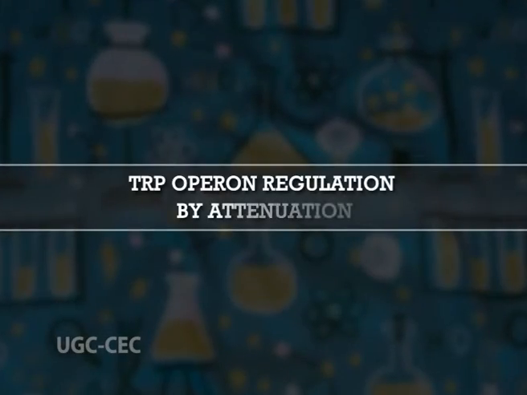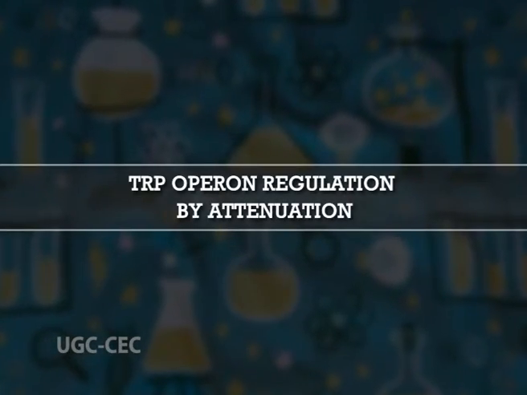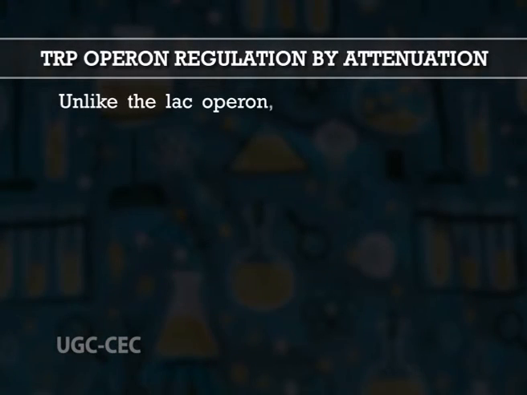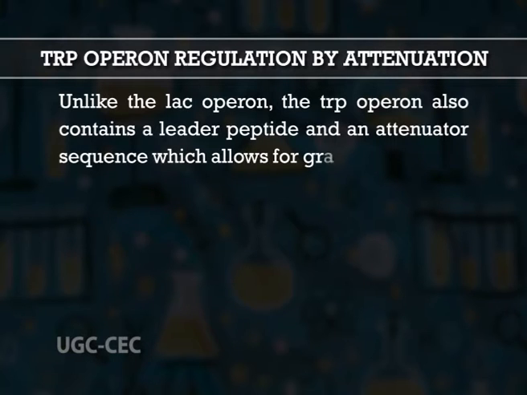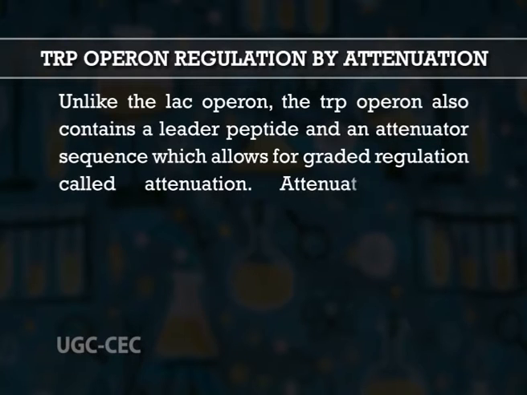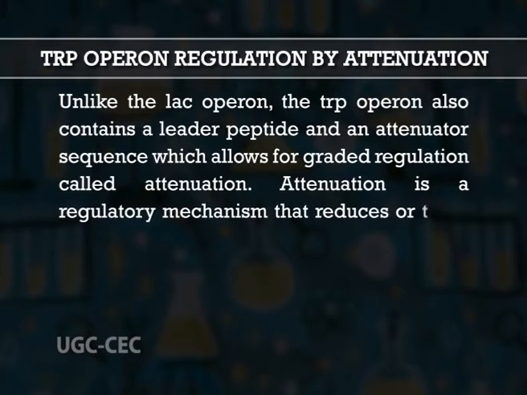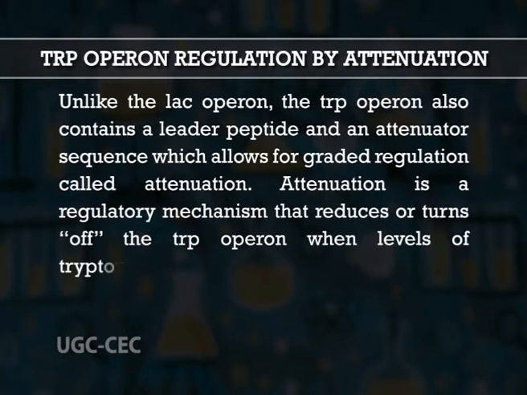Next, trp operon regulation by attenuation. Unlike the lac operon, the trp operon also contains a leader peptide and an attenuator sequence, which allows for graded regulation called attenuation. Attenuation is a regulatory mechanism that reduces or turns off the trp operon when levels of tryptophan are high in the cell.